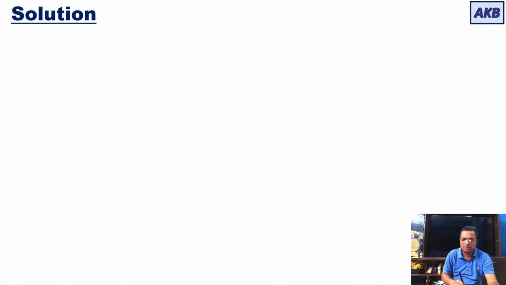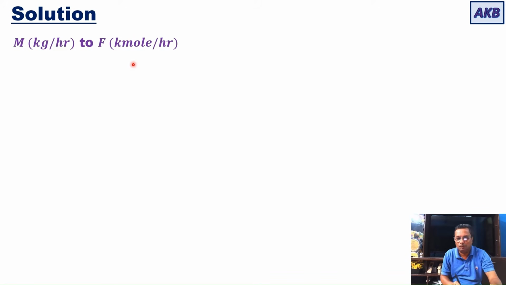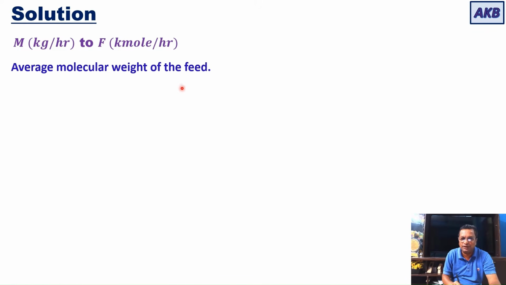So let us solve the numerical. First step is we need to convert the mass flow rate into molar flow rate, because the flow rate of the feed that they have given is the mass flow rate, kg per hour, and we have to convert it to kilomole per hour, that is F. So the first step will be converting the mass flow rate into the molar flow rate. For that, we need the average molecular weight of the feed.